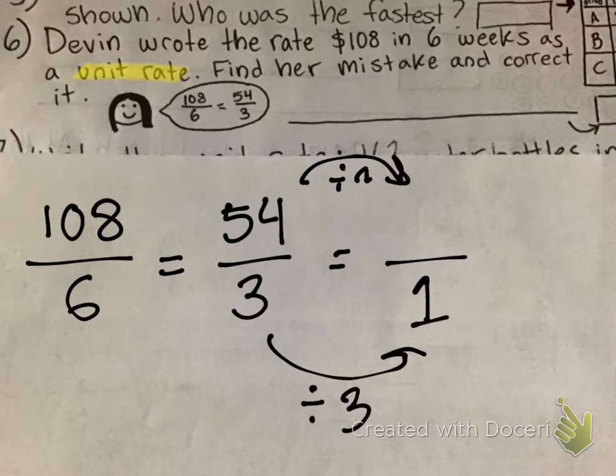We divide by 3, and what do we get? 54 divided by 3. Take your time. Romario, what's our answer? 18. So our unit rate would be 18 over 1. A lot of you guys said she needs to flip it or do stuff like that. No, the only thing is when we're dealing with unit rate, it must be over 1.